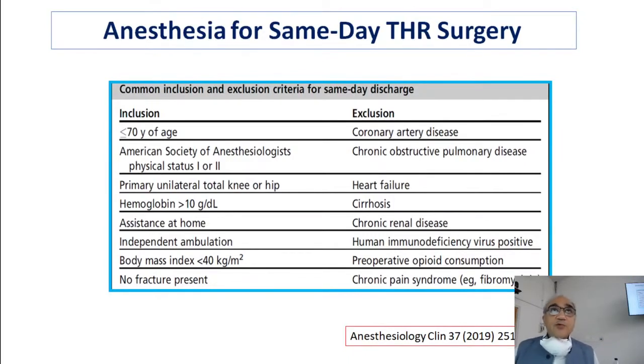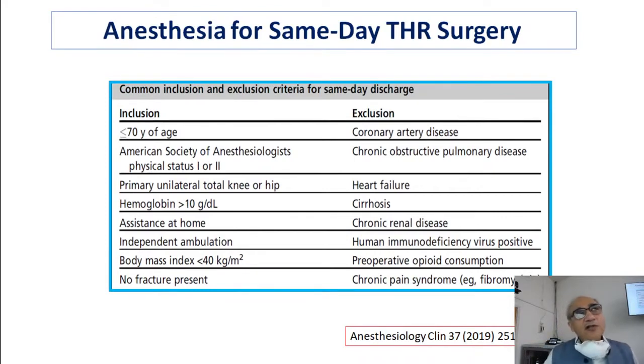And as far as we are concerned, an ASA status of 1 or 2, we hardly see a patient who's 60 years who would be in ASA status of 2. Primarily, this is only for unilateral hips or unilateral knees. It has not been extrapolated to bilateral issues, and the rest is all there. More important is the patient's motivation, acceptance of risk, and the social support he or she has once discharged.